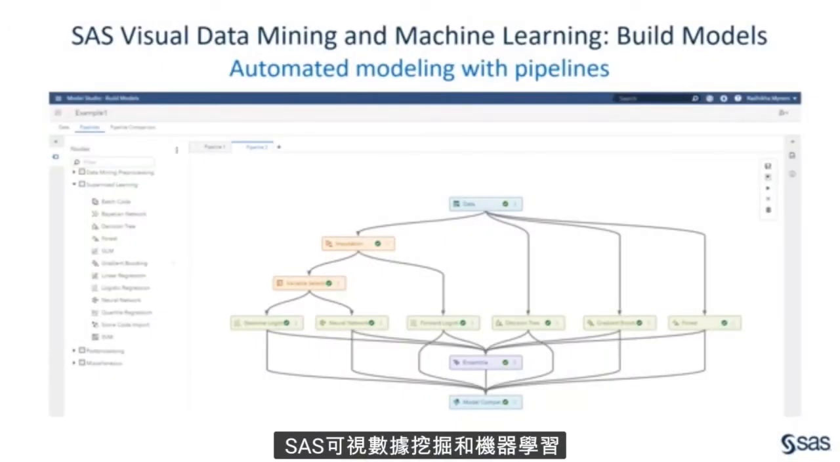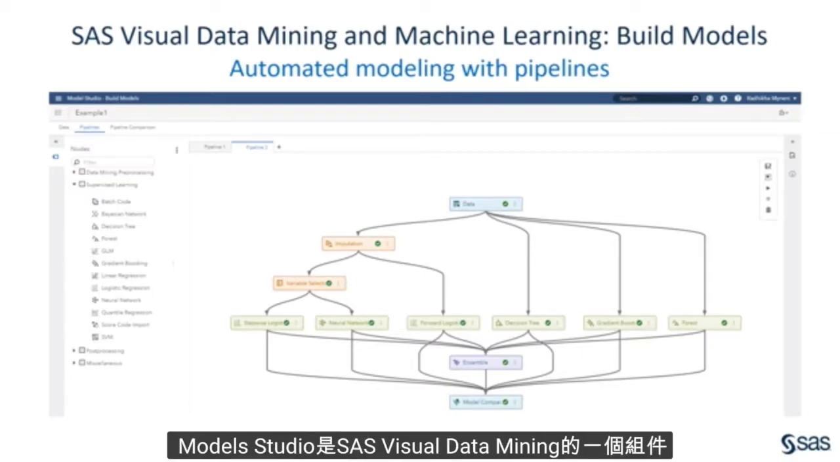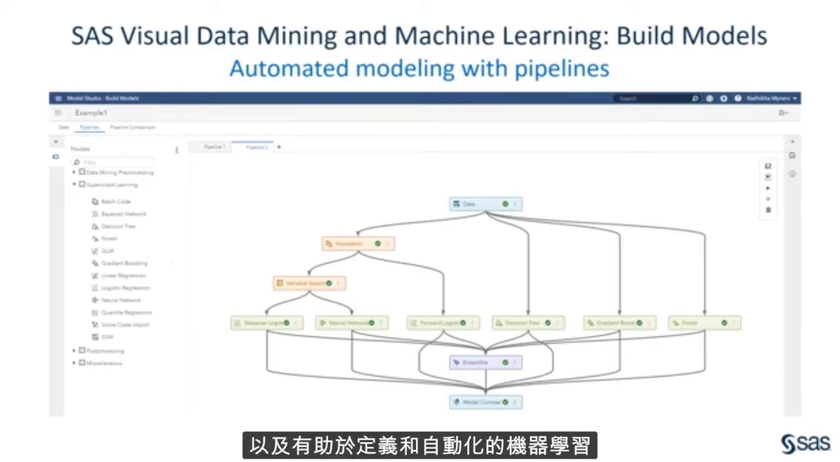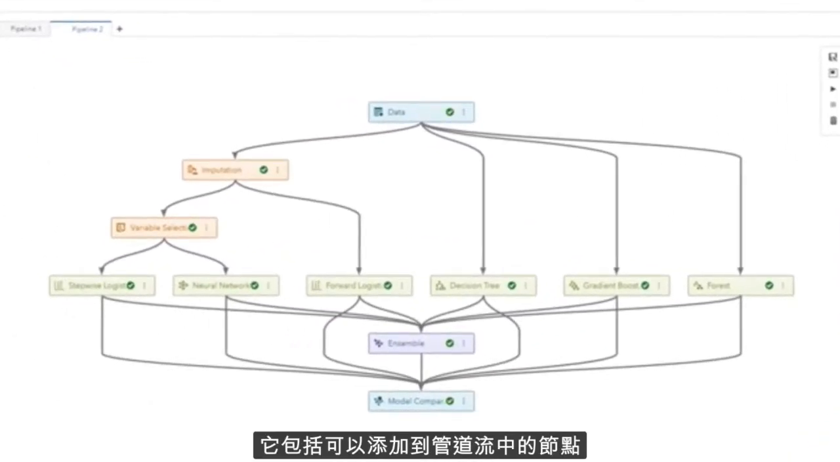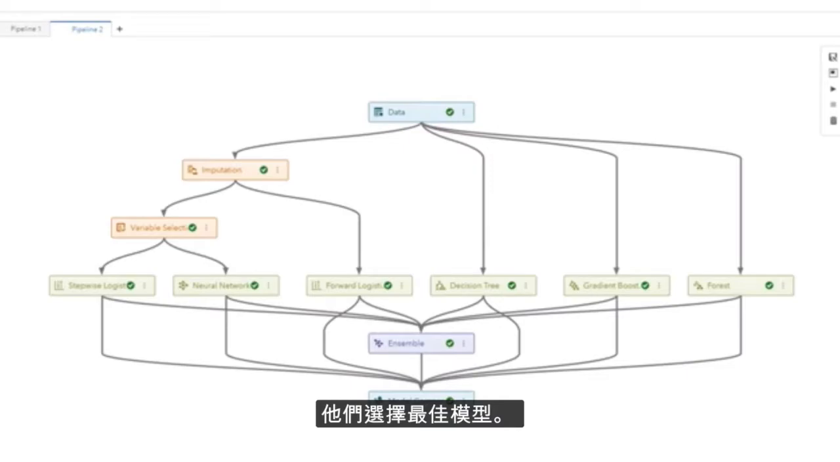SAS visual data mining and machine learning encompasses many tools, including those for data preparation, interactive model building, defining modeling flows with pipelines, managing and deploying models, etc. Model Studio is a component of SAS visual data mining and machine learning that aids in defining and automating modeling with pipelines. It includes nodes that can be added to pipeline flows for building various models and eventually comparing them to pick the best model.